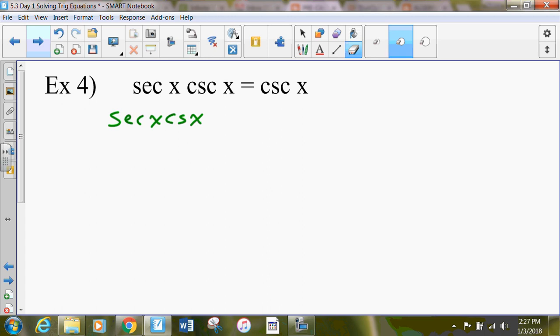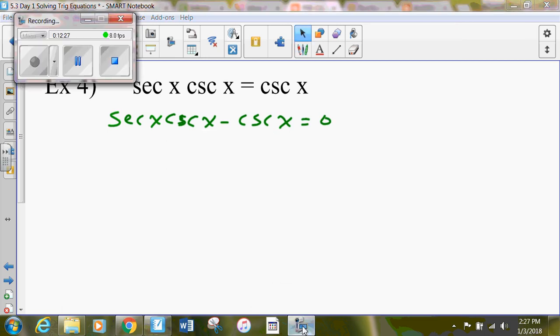Oh, I always forget that c. Okay. Checking the time real quick. Okay.